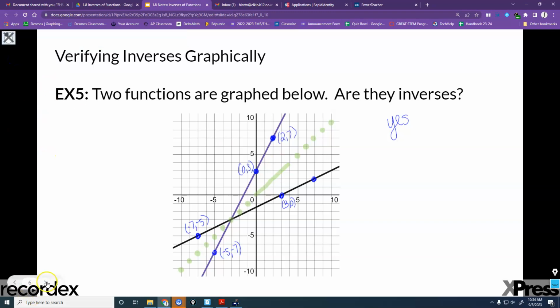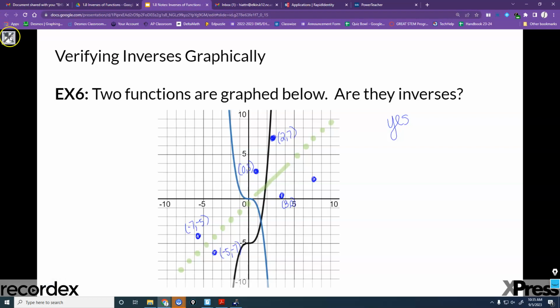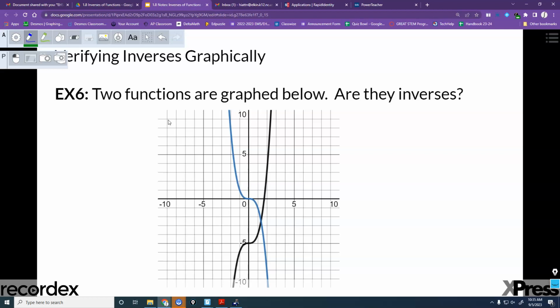Okay? All right, what do you guys think about the next one? They're kind of flipped, but let's put in that line that they're supposed to flip over.